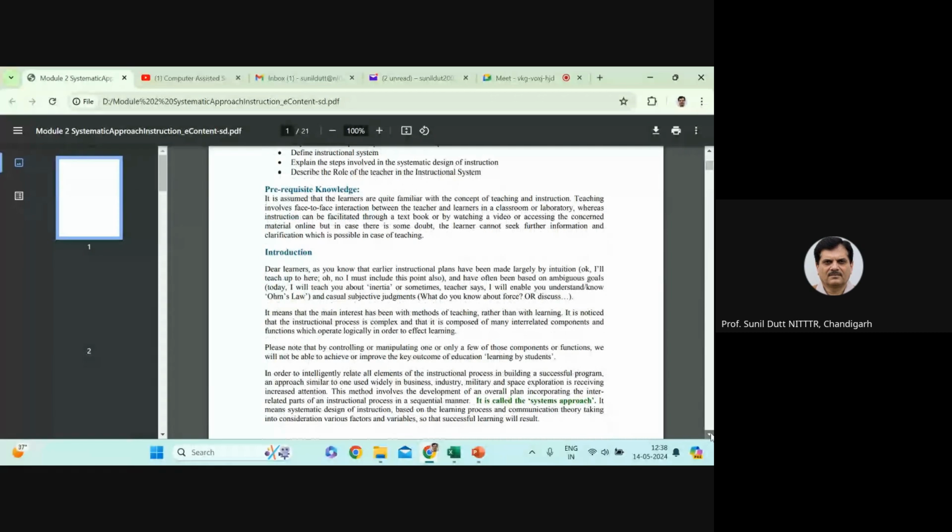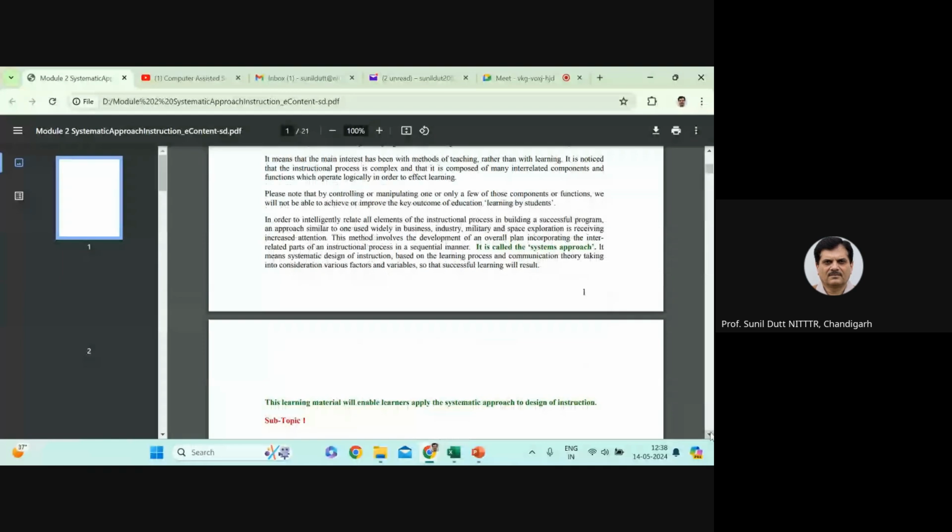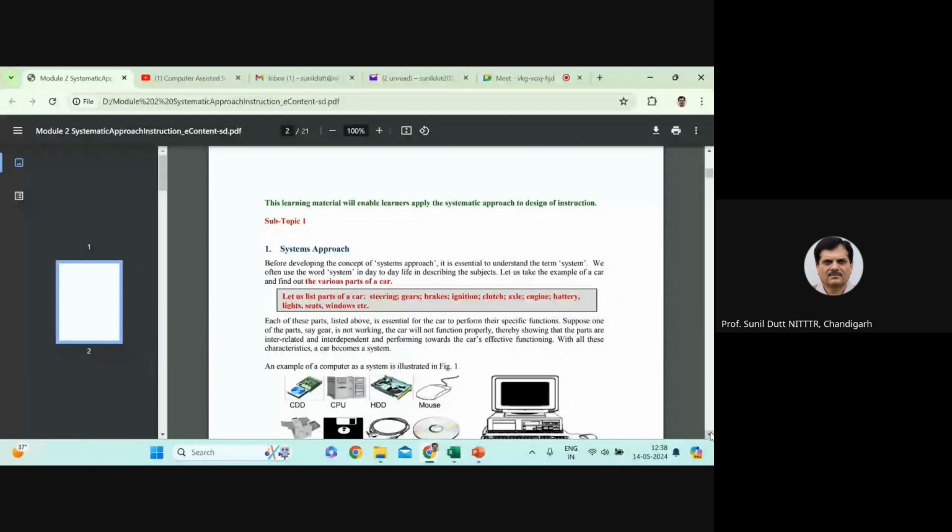आगे लिखा है, please note that by controlling, this is interactive language. Now, before developing the concept of system approach, it is essential to understand the term system.